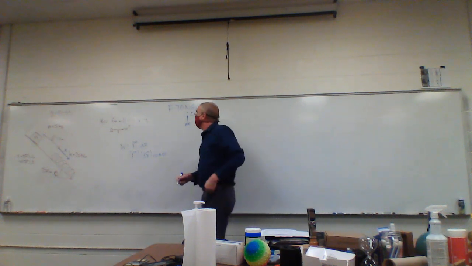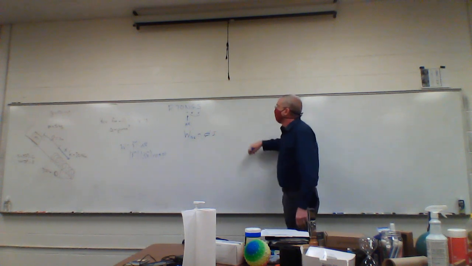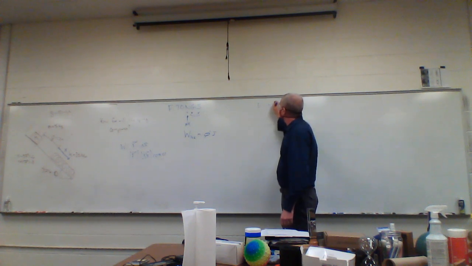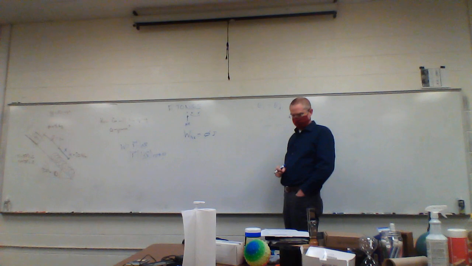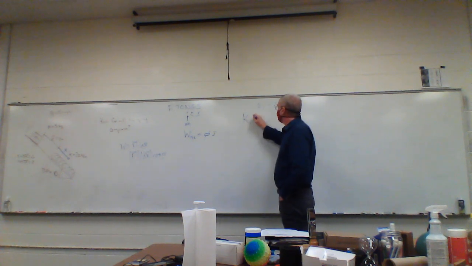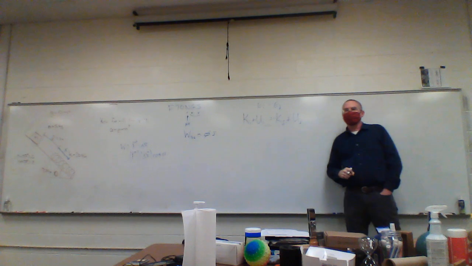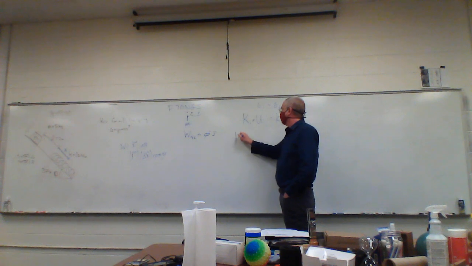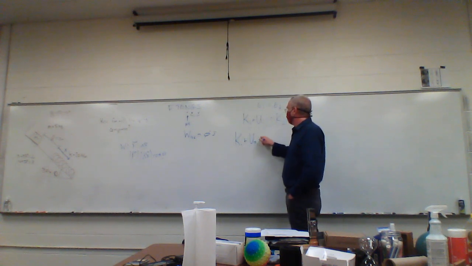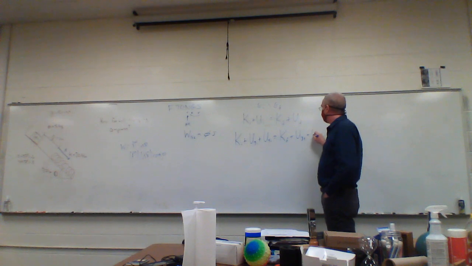All right. Because there's no work, the work non-conservative is 0 joules. Energy is conserved, and so my initial energy is equal to my final energy. What are my two types of energy? Potential and kinetic. K initial plus U initial is equal to K final plus U final. What are the two potential energies associated with this problem? Gravity and elastic force. So we have K initial plus U sub G initial plus U sub S initial is equal to K final plus U sub G final plus U sub S final.